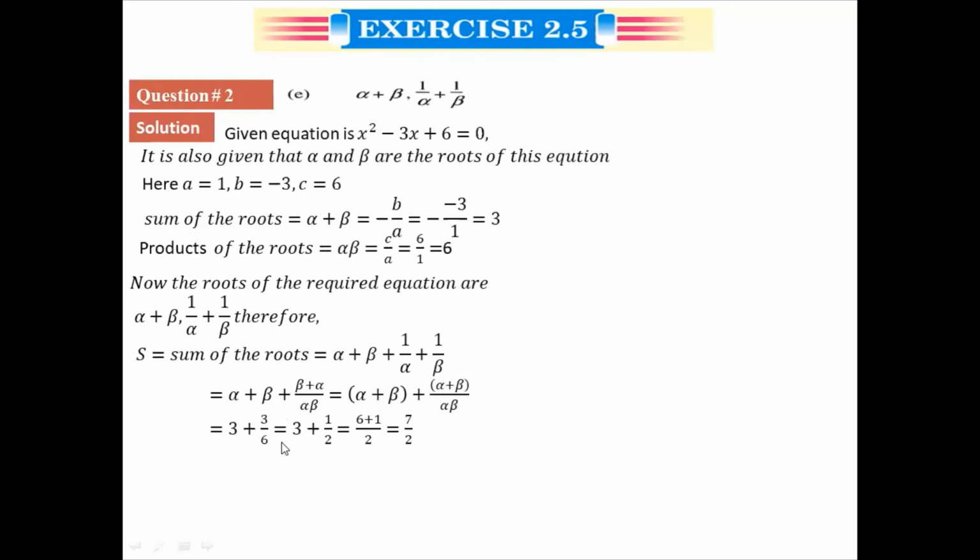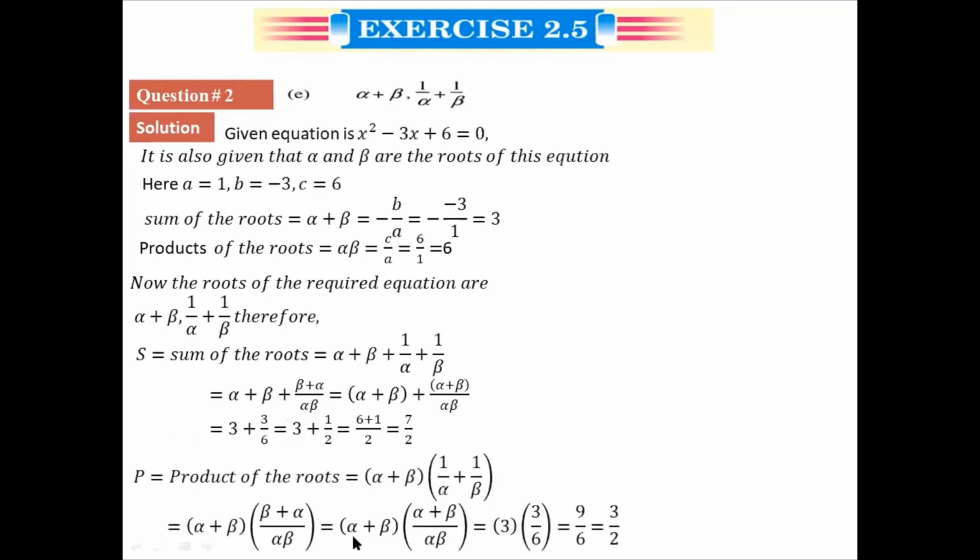Here 2 times 6, so 3 plus half. So we can take 2 as LCM. So 3 times 6 plus 1 divided by 2. So 7 by 2. So after simplification, we have sum of the roots is equal to 7 by 2.